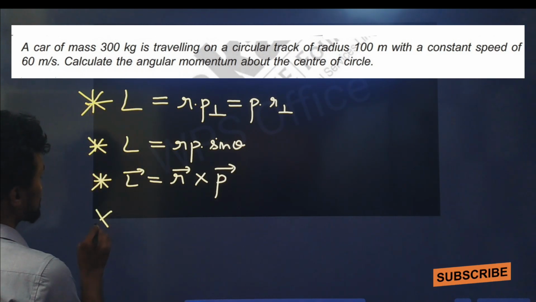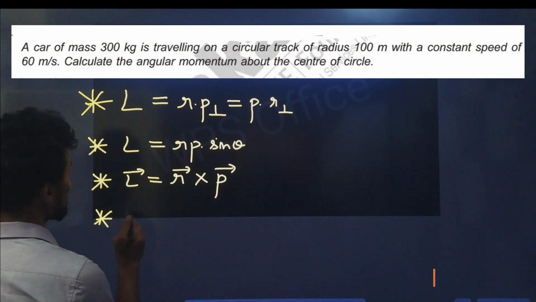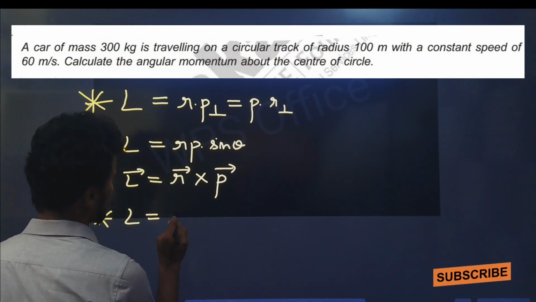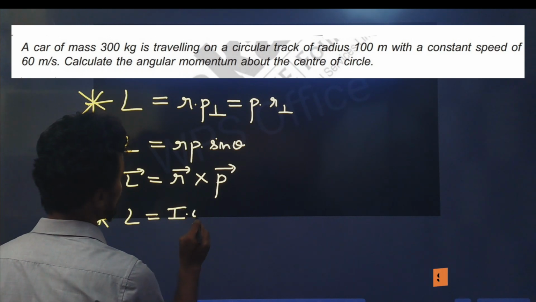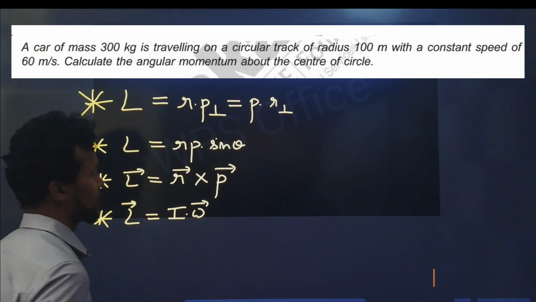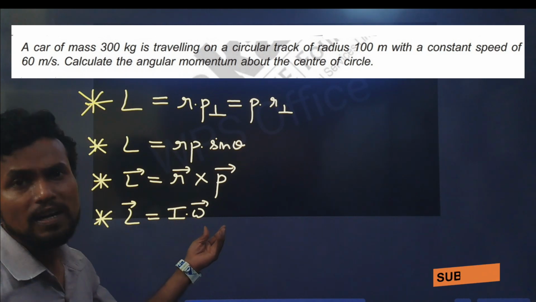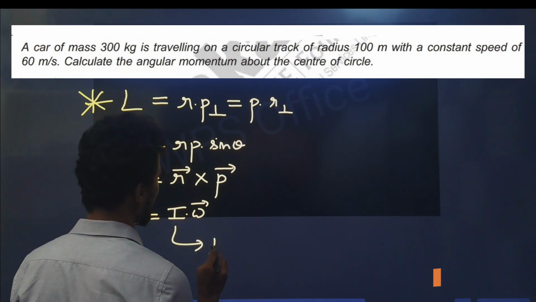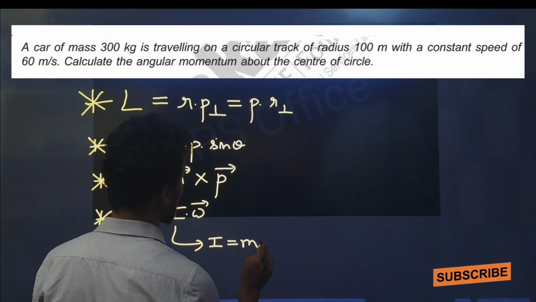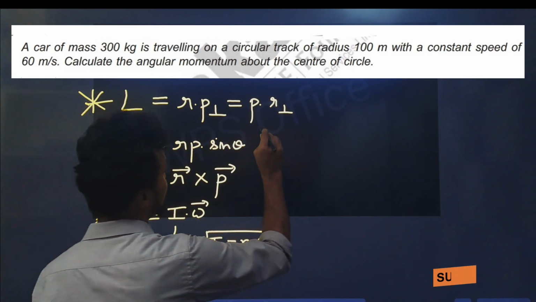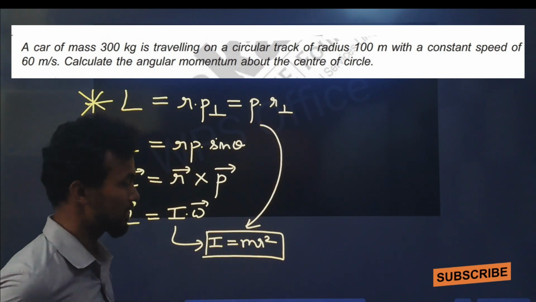One more form is there. We can write L equals I omega, in vector form vector L and vector omega. What is omega? Angular velocity. And what is I? Moment of inertia. For a particle, it is given by mr². Actually, this formula comes from here only, which I will discuss later.